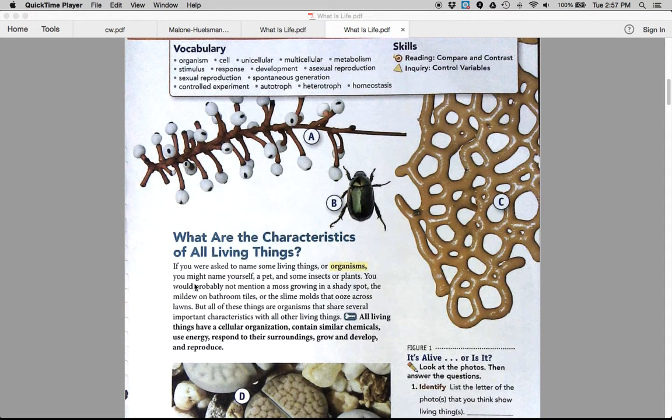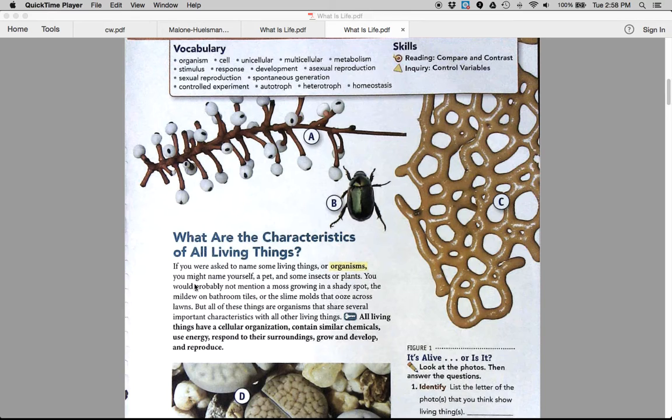If you were asked to name some living things or organisms, you might name yourself, a pet, and some insects or plants. You would probably not mention a moss growing in a shady spot, the mildew on bathroom tiles, or the slime molds that ooze across lawns. But all these things are organisms that share several important characteristics with all other living things. So here it is. These are the characteristics of all living things.